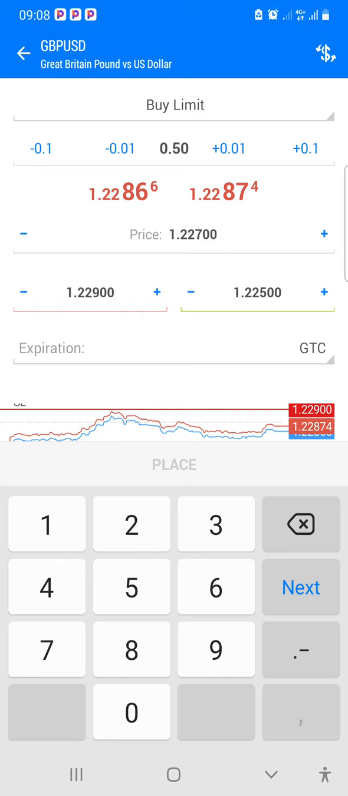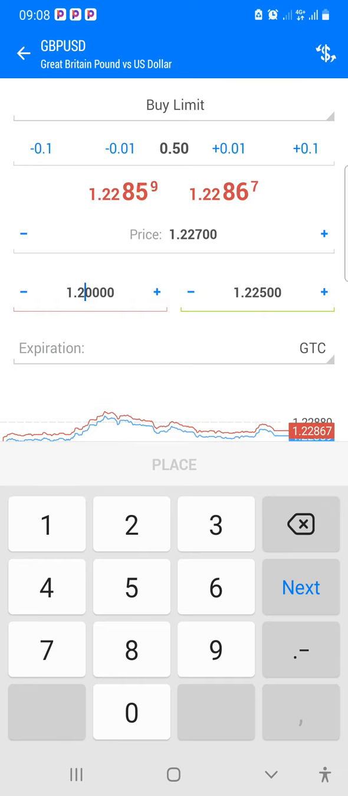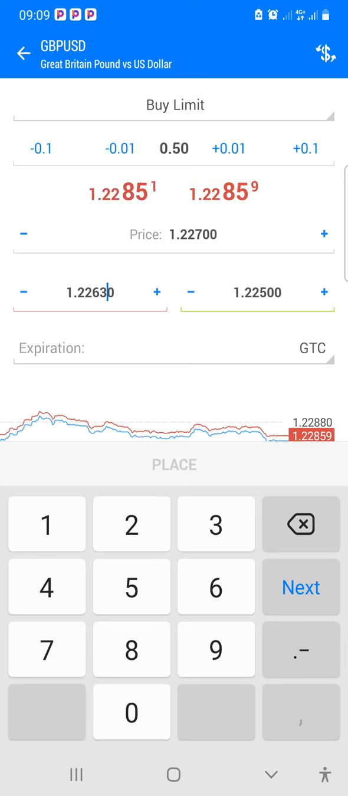Still the same thing, you can set your take profit and stop loss. I want my stop loss to be below the price at which I want to buy later, which is 1.2270. So that would be maybe 1.2263 or so, which is below the price at which I want to buy. The stop loss is not calculated from 1.2285. You calculate it from the buy limit order you set, which is 1.2270 minus 1.2263.